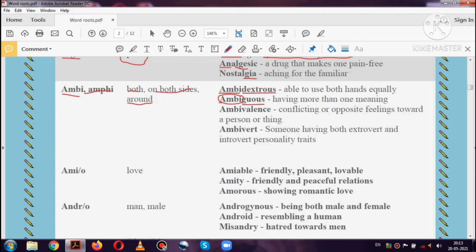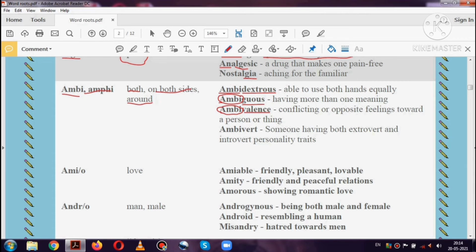The next word is ambivalence. Here ambi means both sides and valence means violence or conflict or fight. So ambivalence means an opposite feeling of hostility or conflict. Ambivalence means conflicting or opposite feelings towards any person or thing.